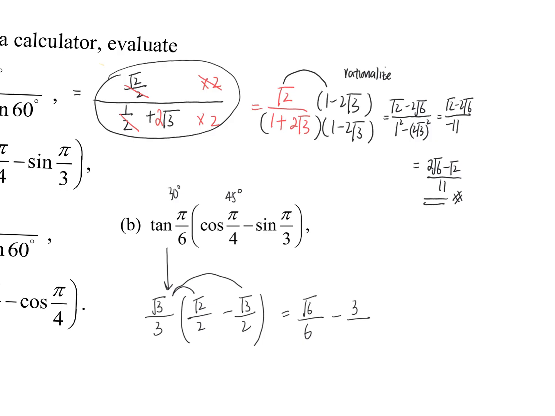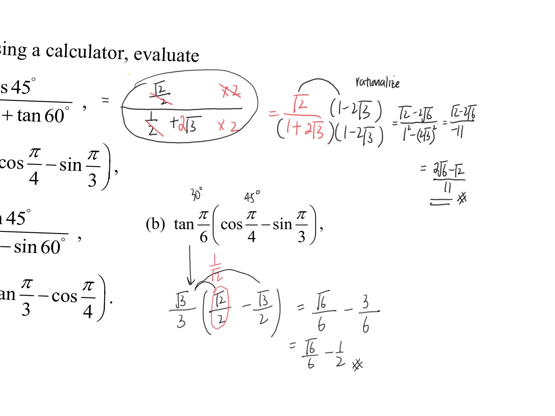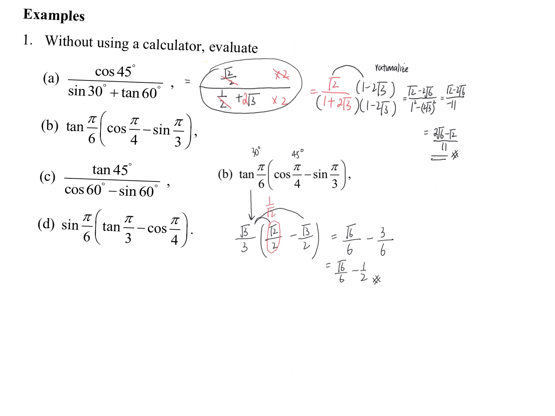So the answer will just be this. But if you never remember the rationalized form, you use this. You just need to work a bit harder. Miss Wang, can you put it like square root 6 minus 3 over 6? Yeah, you can combine into one. This is like wasting my memory space.